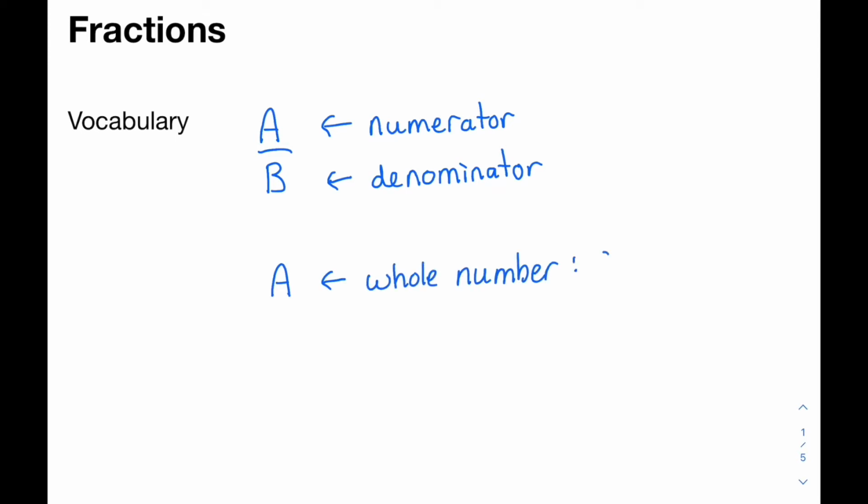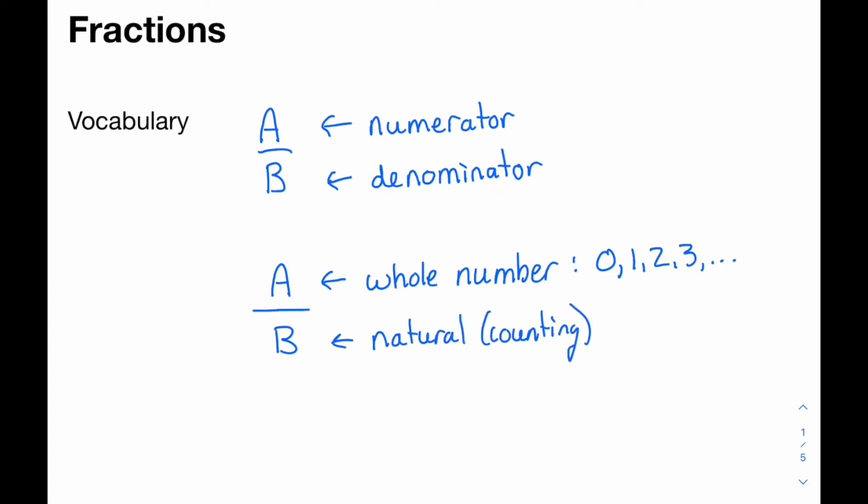Whole numbers are 0, 1, 2, 3, and so on. And b, we're going to restrict to natural or counting numbers. These start with 1, so we're not going to worry about 0 in the denominator for the time being.